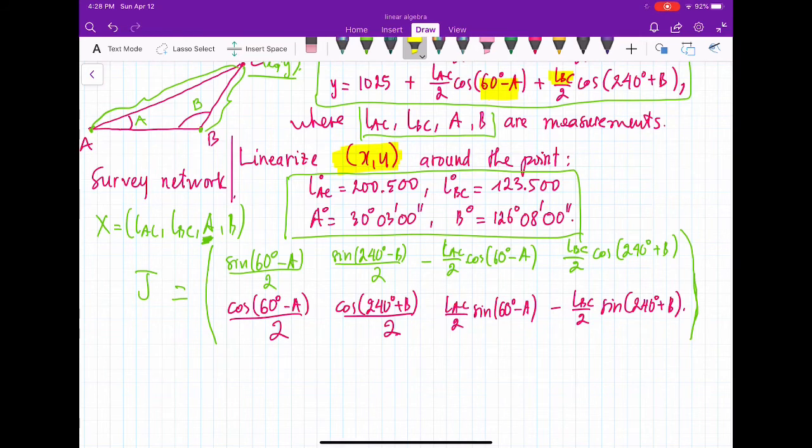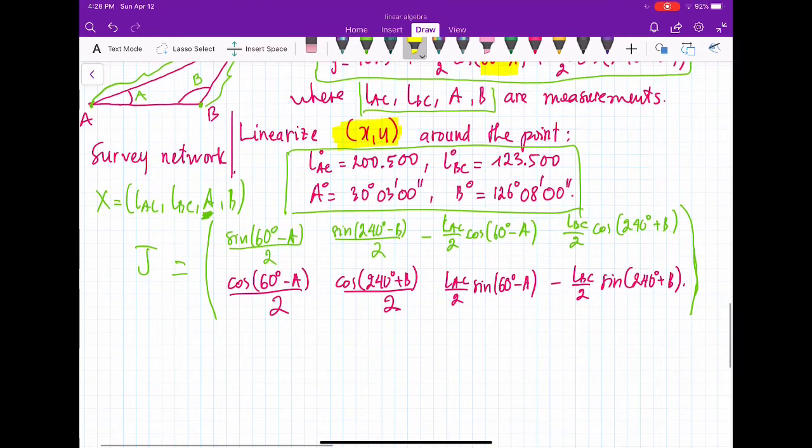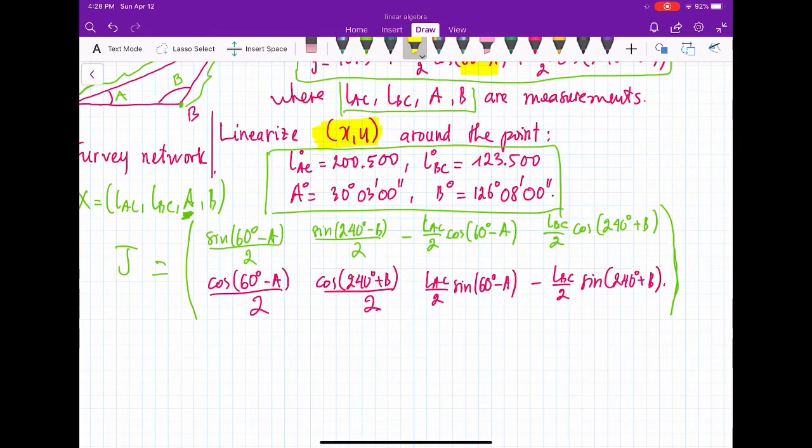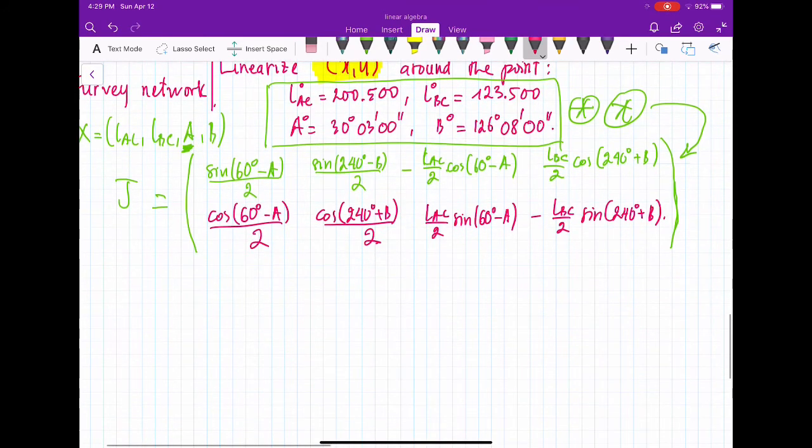Which is a vector, okay? Because that is a point. A point is a vector. Don't forget that. So we have the Jacobian. Once you have the Jacobian, you can write the approximation. They give you the point right here, all values right here. You have to plug all those values into the Jacobian to find just a matrix.